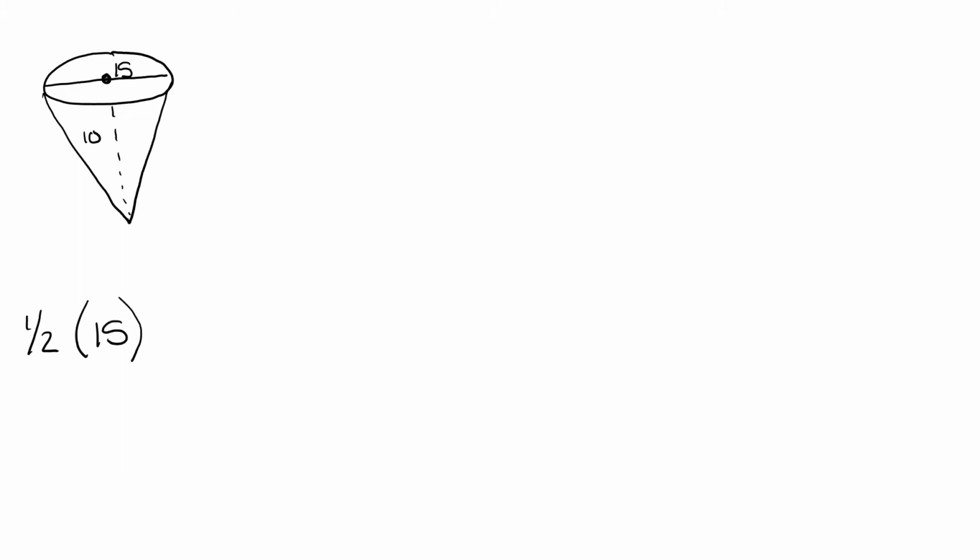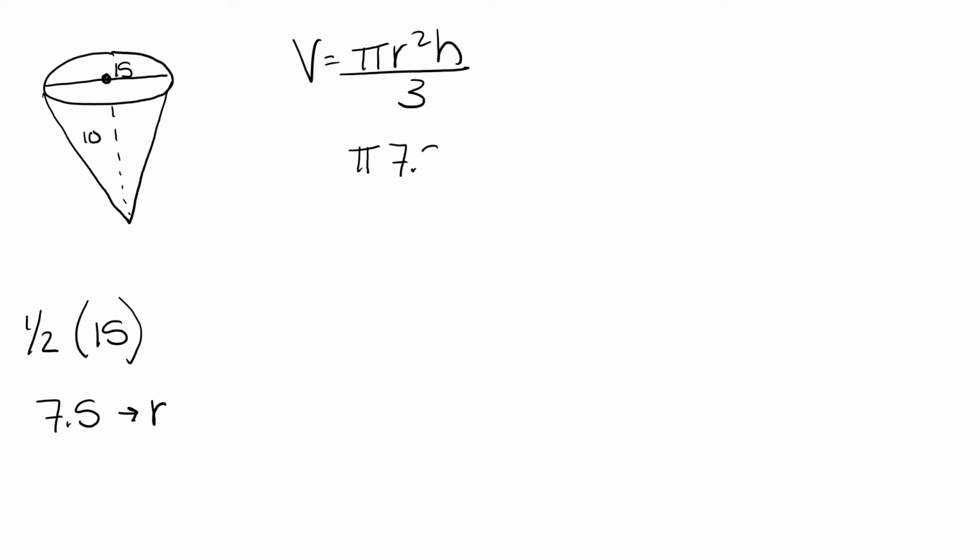For number 2, we have a cone, and in our cone we have a diameter of 15. And then the height of our cone, our line going down, is 10. So we first want to take half of our diameter because we want the radius. And so half of 15 is 7.5. So we're going to use that in our formula, pi r squared h divided by 3. We plug in the radius that we found, 7.5, and our height, 10.